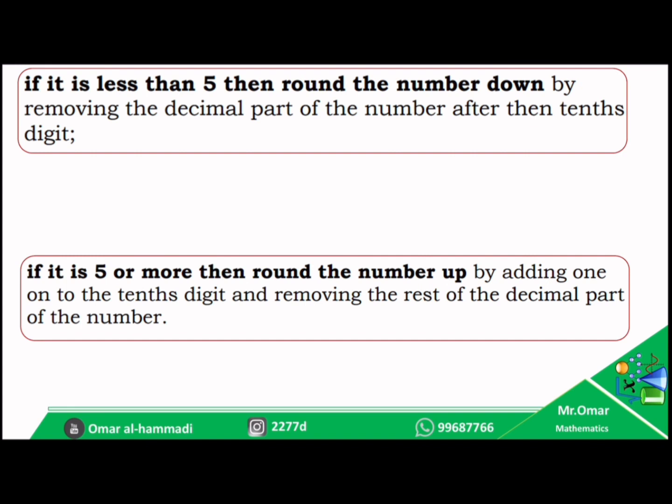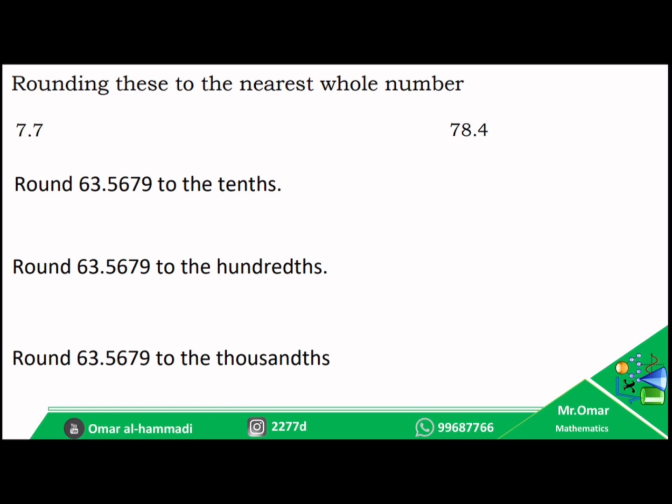If it is less than 5, we will not round it up, and the number will stay the same. If it is 5 or more, we will round up by adding 1 to the number. Let's see the example and it will be easy for you.